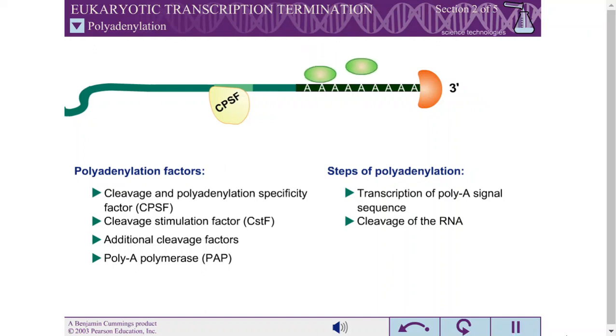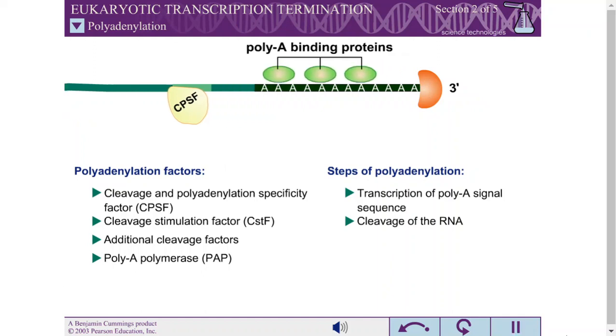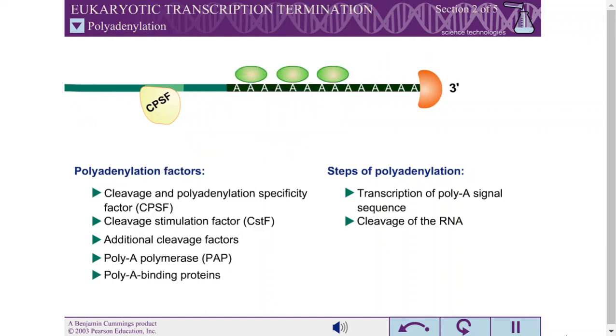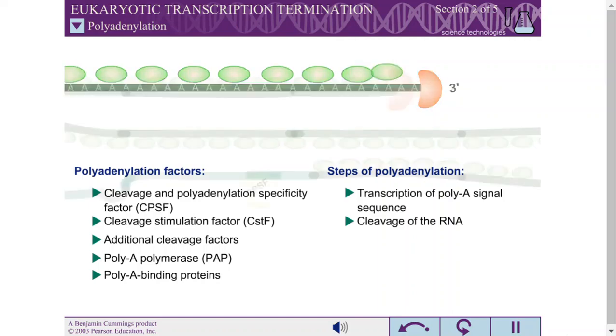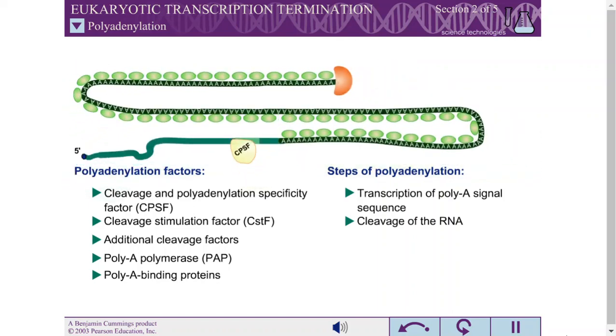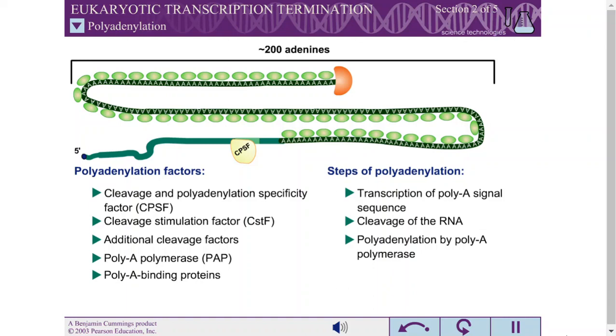Poly-A polymerase utilizes the same mechanism as RNA polymerase. However, it does so without a template. It is not clear what determines the length of the poly-A tail, but that process involves other proteins that bind specifically to the poly-A sequence.